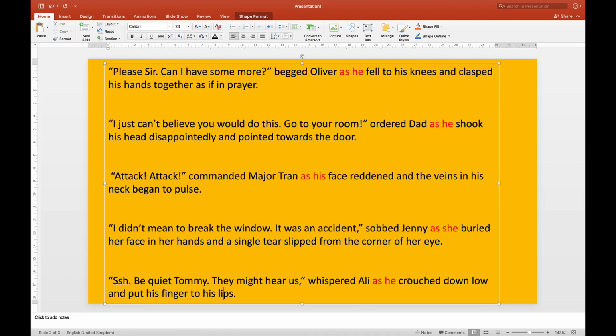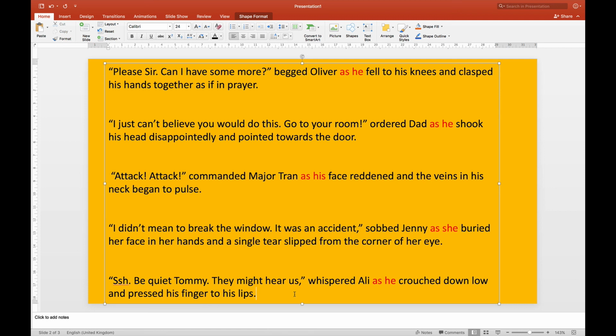"Shh, be quiet, Tommy. They might hear us," whispered Ali as he crouched down low and put his finger to his lips. I hate the word put. That doesn't sound right. It's got to be something better. It's a bit like up there. Instead of put, we put buried. Just sounds so much better. What could we do here instead of put? As he crouched down low and pressed. Much better. Sounds much more mature, much better vocabulary. So always, just like I've done there, I always go back and read over my work and try to improve it.